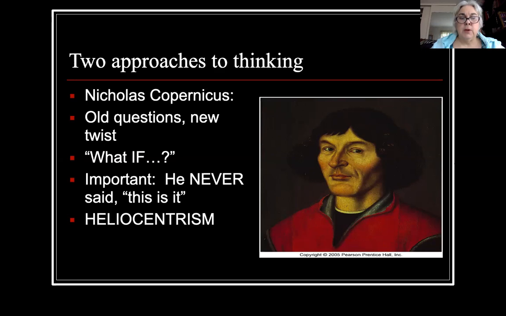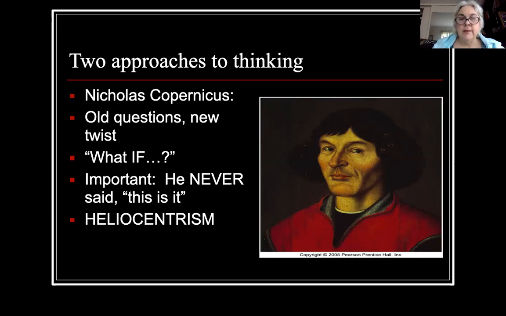Now, the important thing about Copernicus is his approach to this is what we call the what if question. What if geocentrism is not the way things work? What if instead of the Earth being the center of everything and everything revolving around us, we're part of a bigger system revolving around the sun? And so he floats out this idea, as you see on the slide, of heliocentrism as opposed to geocentrism, where the sun is the center and we are orbiting around it along with other planets.